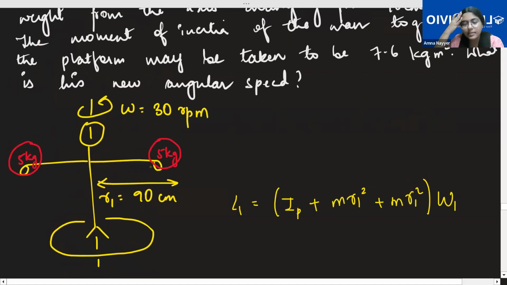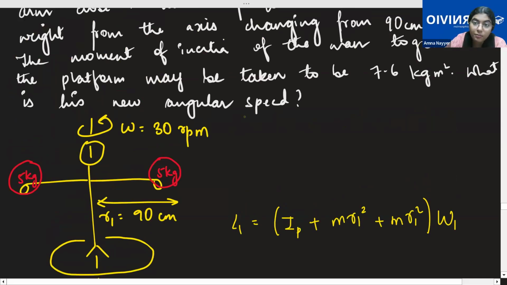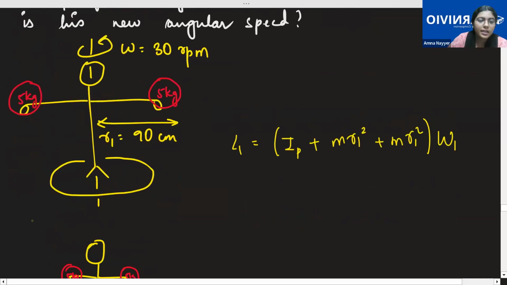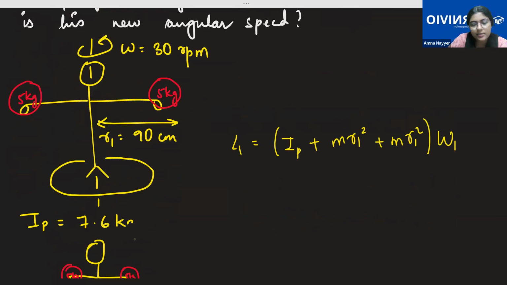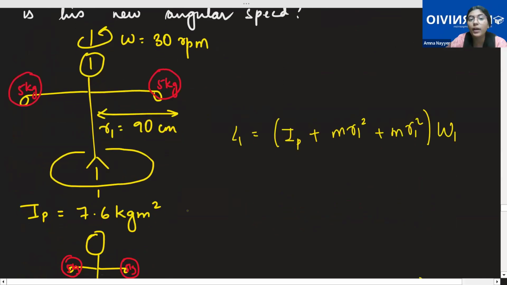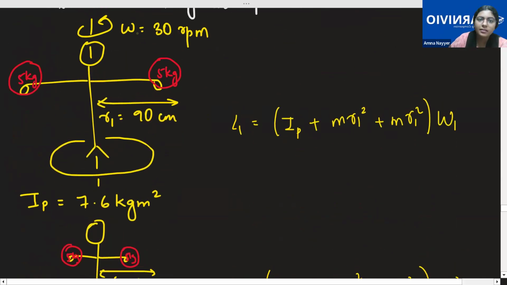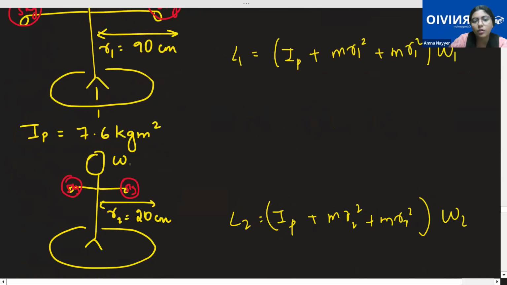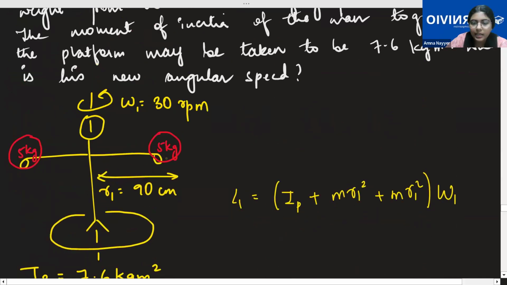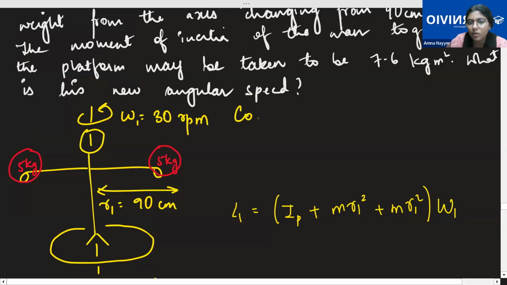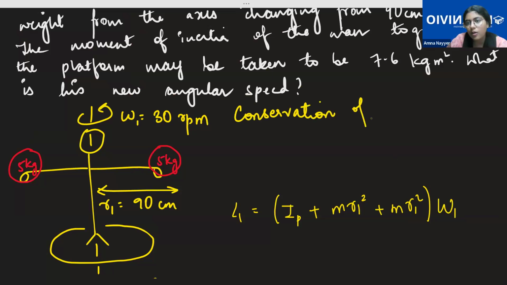Now omega is there, R is there. It says the moment of inertia of the man together with the platform must be taken to be 7.6 kg meter square. That's given. It says what is his new angular speed. Means if this was omega 1, 30 rpm, what is the velocity here? See, basically there is no external torque acting. So we know one thing: there is conservation of angular momentum.